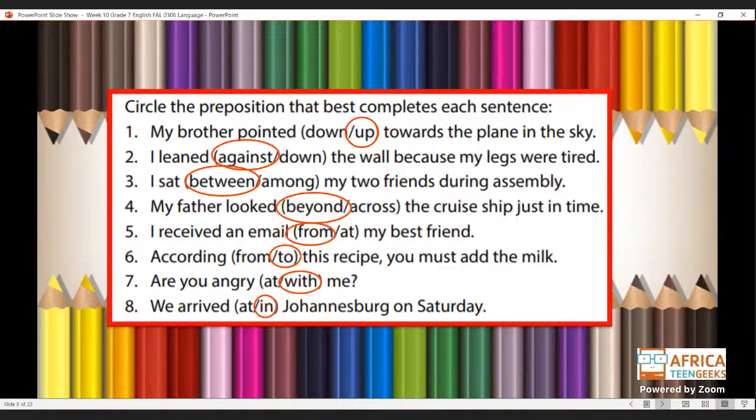We arrived in Johannesburg on Sunday. We arrived at Johannesburg on Sunday. Is my answer correct? Does teacher get a pat pat?